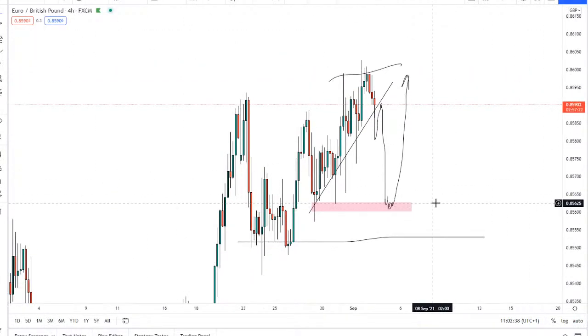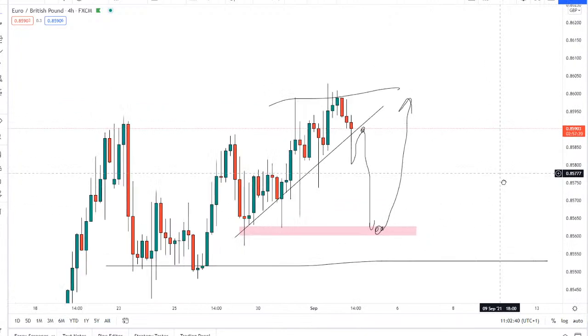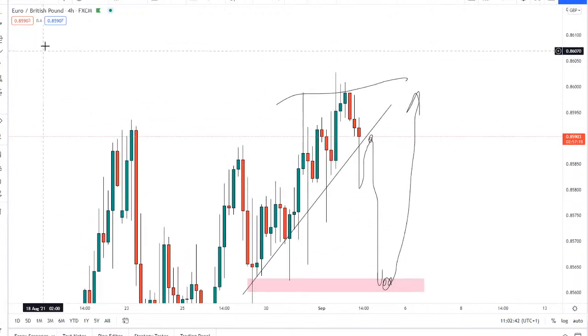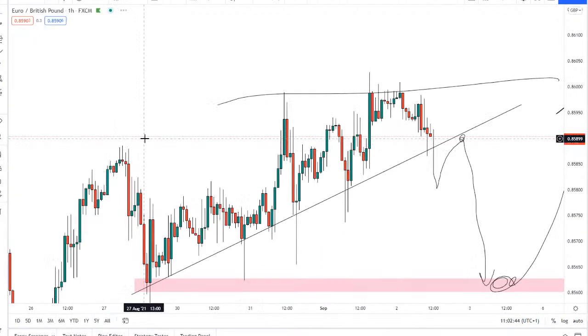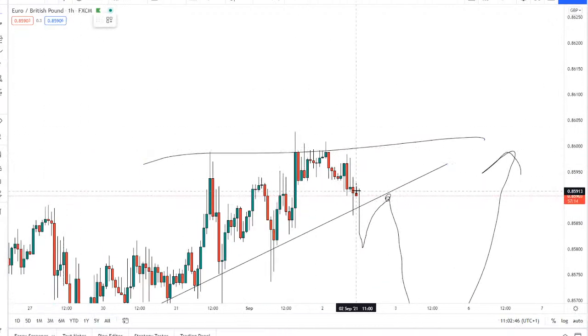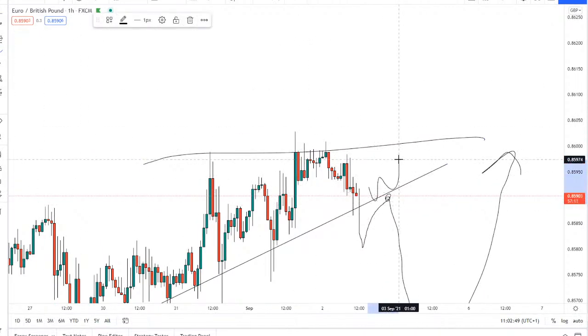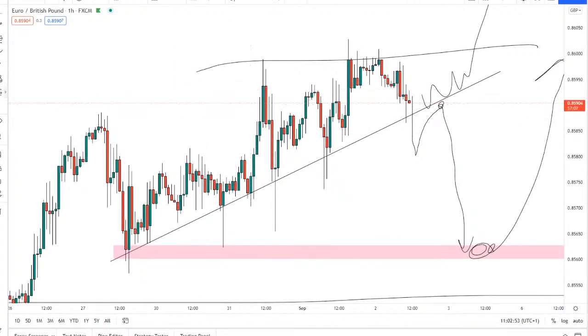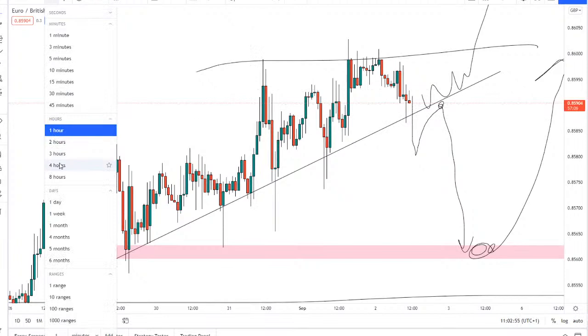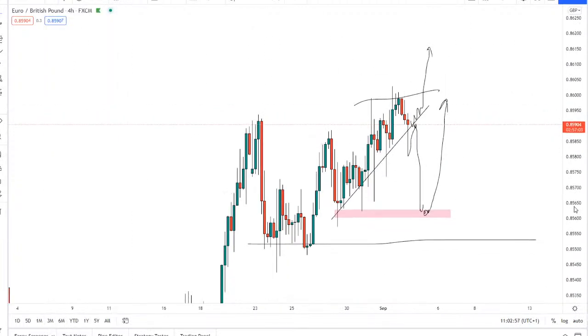But yeah, that's what I would expect for Euro Pound. If it does stay respecting that trend line, then there's a good chance that price will probably just give us a few wicks and continue to the upside very slowly. But yeah, that's what I'll be expecting for Euro Pound.